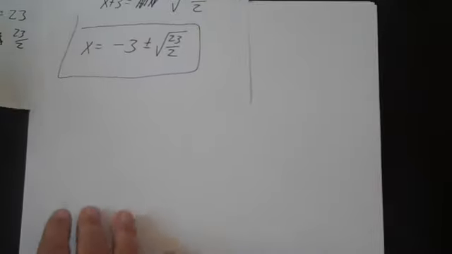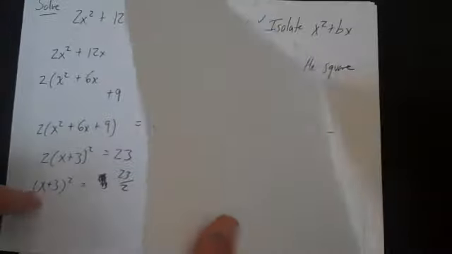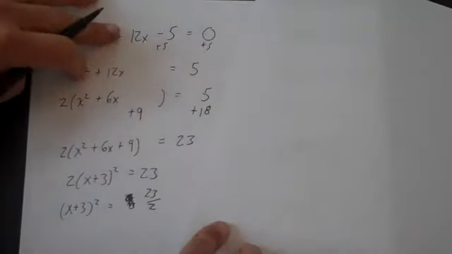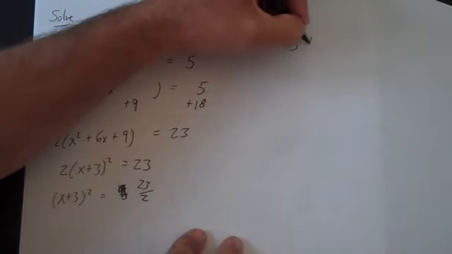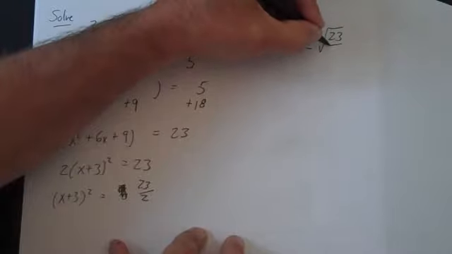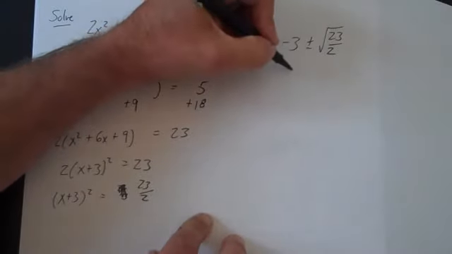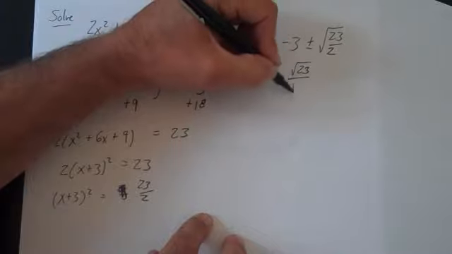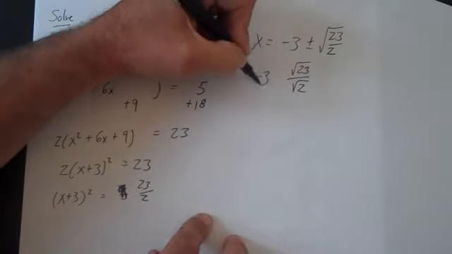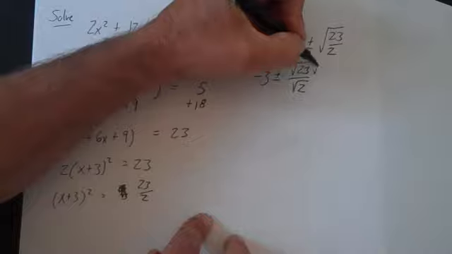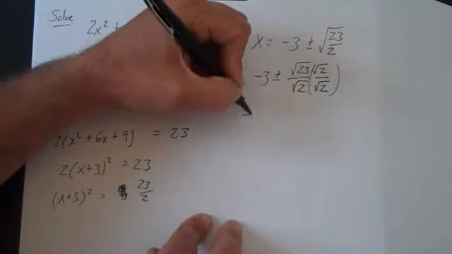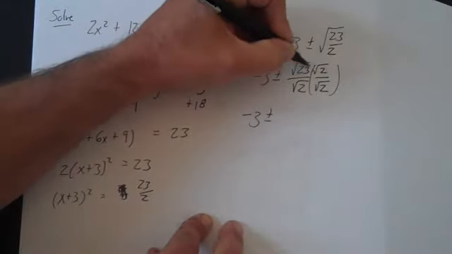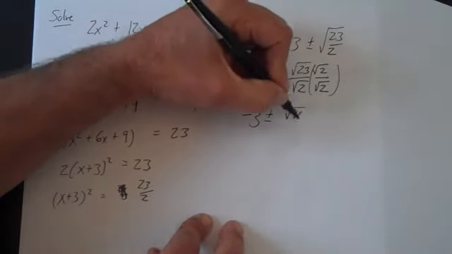Now let's work on simplifying this problem. Let's just do it right here so you can see this. That's x is equal to minus 3 plus or minus square root of 23 over 2. That's square root of 23 over square root of 2. But I don't like having a square root on the bottom, so I'm going to multiply this by square root of 2 over square root of 2. And I get minus 3 plus or minus, that's going to be square root of 46 over 2.